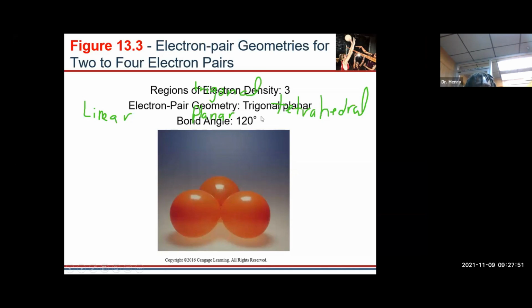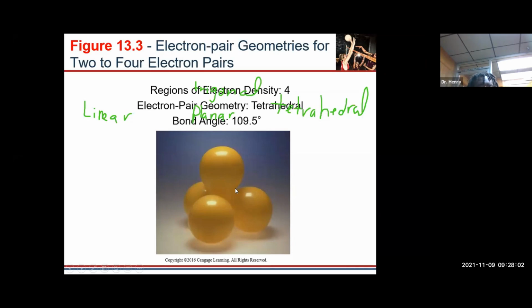This here is showing us trigonal planar. They're flat, and the angle between each of these is going to be 120 degrees. This one here is showing tetrahedral, so that's 1, 2, 3, 4 things attached. The angle between these is going to be 109.5 degrees. Questions?